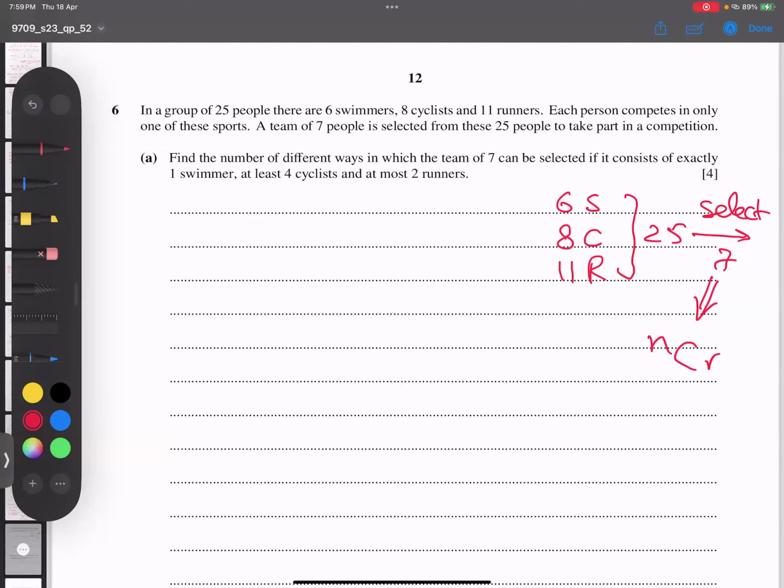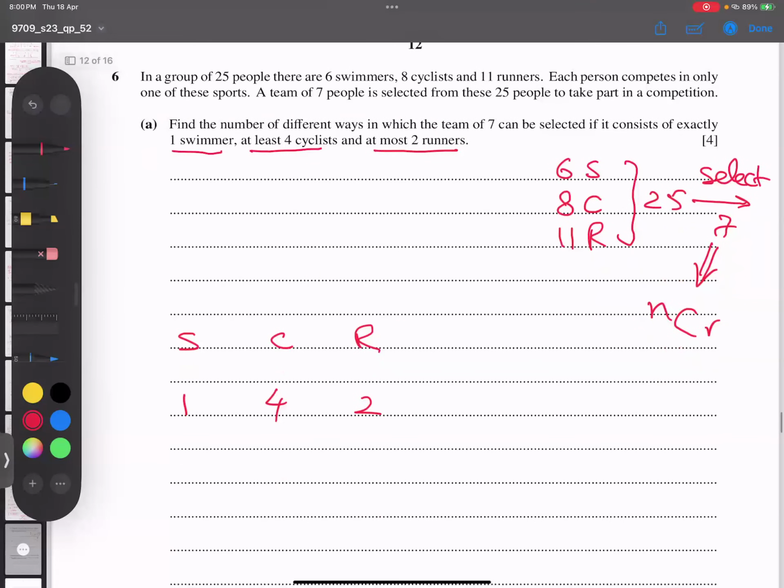So he said the number of different ways a team of 7 can be selected if it consists of exactly one swimmer and at least 4 cyclists and at most 2 runners. So we have some options. Let's try to get it. One swimmer, 100%, so I'm writing S here for swimmer, C for cyclist, and R for runner. 100% clear that we need one swimmer, and 4 cyclists minimum. At least means 4 minimum, and at most 2. So this is one option.